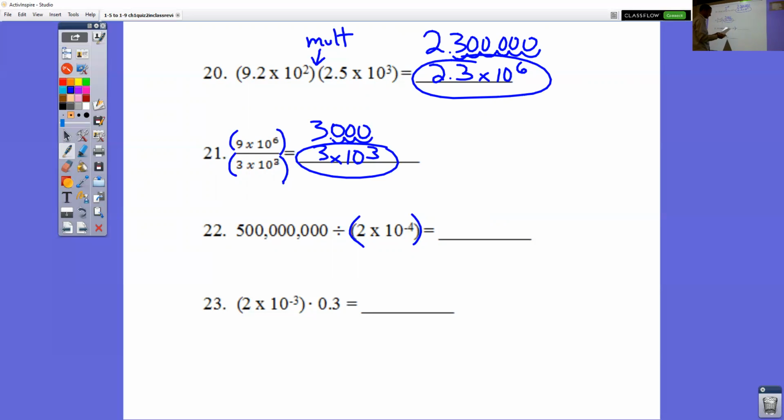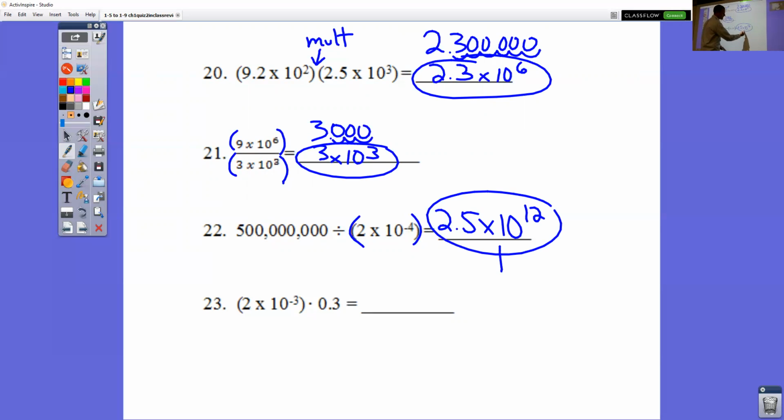In number 22, the answer is actually too big to fit on the screen. So when you type it into the calculator, you're just going to get 2.5 times 10 to the 12th. It'll put it into scientific notation already for you. If you're using a different calculator instead of a times 10, you might see an E12. That E12 means 2.5 times 10 to the 12th power. That's what that E means.